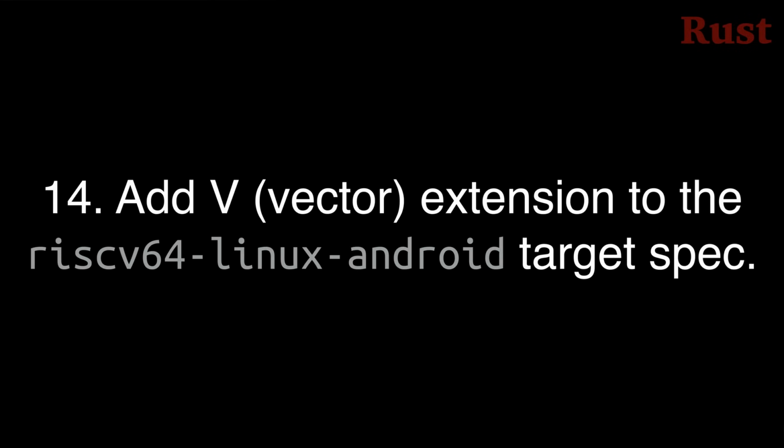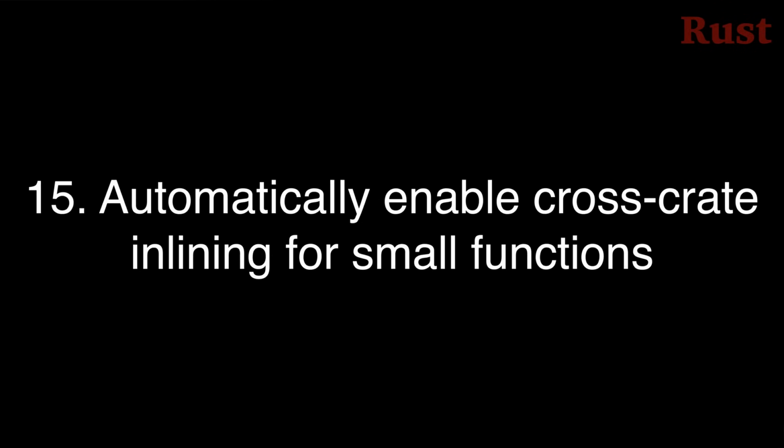Number 14. The RISC-V 64 Linux Android platform now requires the vector extension to be supported on the RISC-V processor in question. This is a Tier 3 platform, so major breaking changes like this are allowed. If you happen to be running Rust on Android on a RISC-V processor that doesn't support the vector extension, then you're simply out of luck. Time to upgrade.